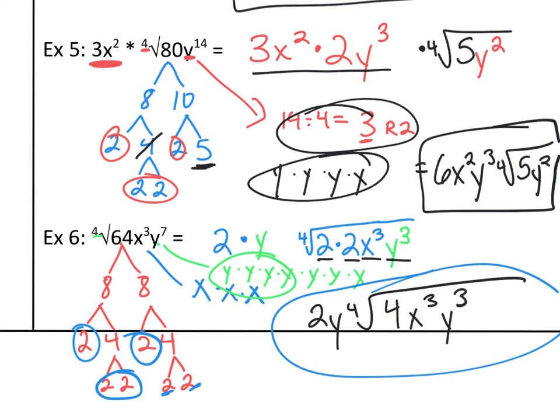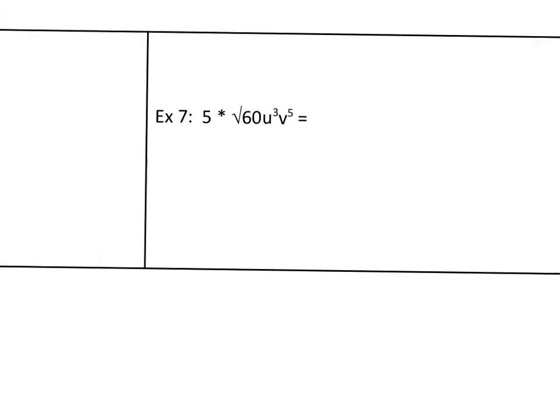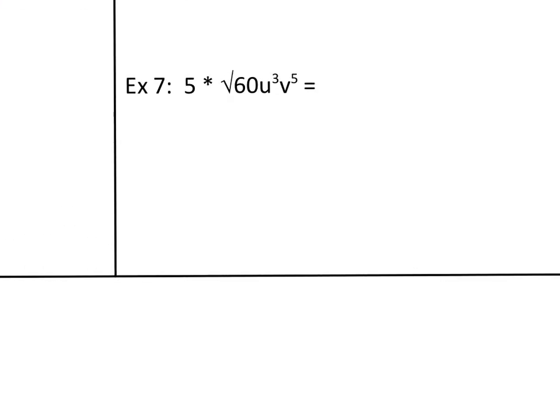Okay. Last one we got. Go ahead and give this one a shot, and then we'll go over it in about a minute. All right, last one. First thing you wrote down was what? Yep, so put that 5 in the answer. 5 times. Now we're going to break this down. What'd you break it down to? What'd you say, 10 and 6? Okay. What'd 10 break down to? 5 and 2. 6. 3 and 2.